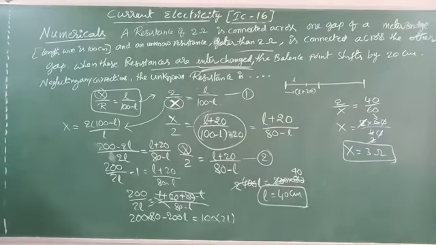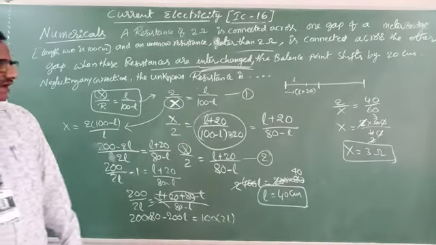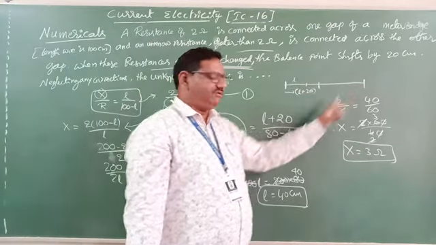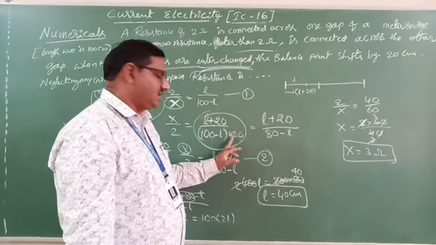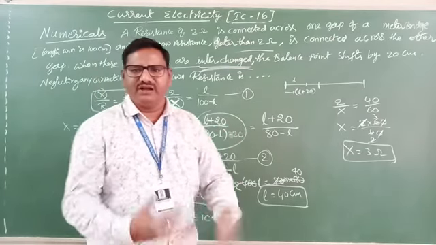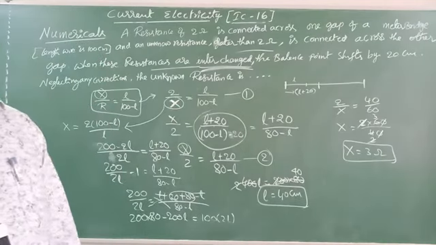Clear? The balancing point will shift, and this is the point we need to remember. While it is shifted by 20 centimeters, in total length it will reduce by 20. That's why I wrote minus 20. This point only we need to remember, then you can solve easily. Clear? Remaining we will see in the next video.